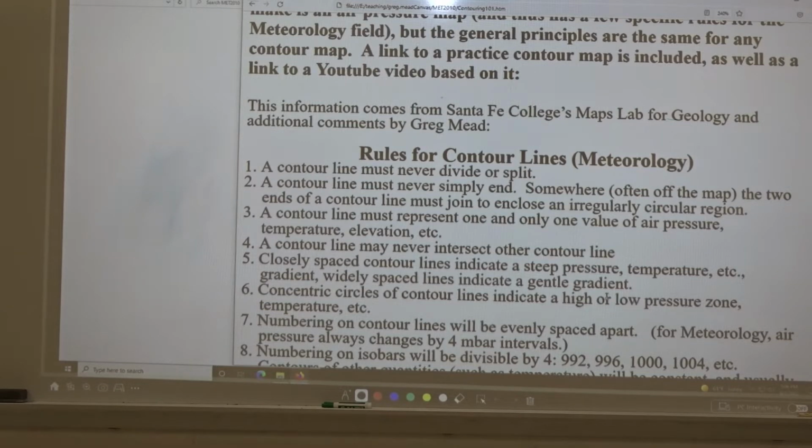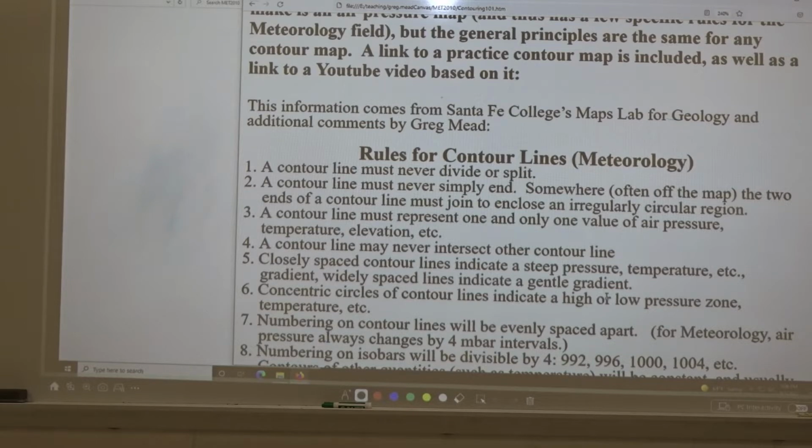There are very few simple rules for contour lines, and these specifically are for meteorology. I'll eventually put together a contouring video for bathymetry and for topographic maps, but they're largely the same.